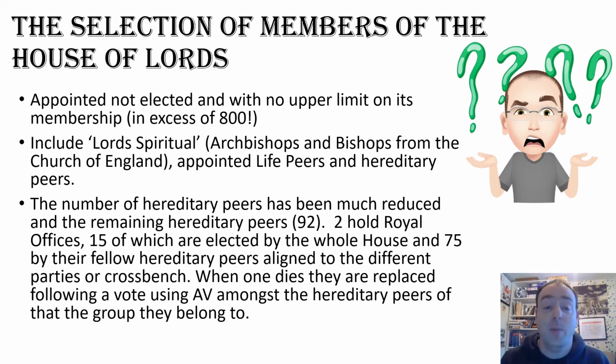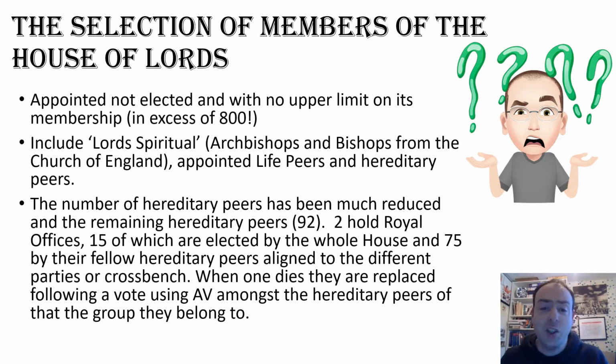Selection of the members of the House of Lords. Well, this is slightly different because obviously the House of Lords is not elected. It's also bigger than the House of Commons. It has no upper limit, actually. The number at the moment is over 800. And this actually makes it the second biggest legislative body in the world after China, the only other bigger upper chamber.